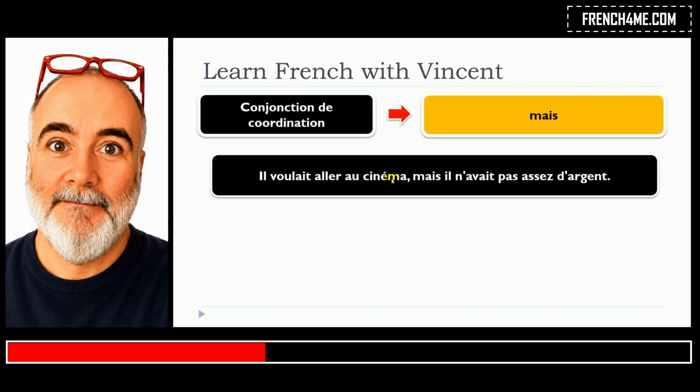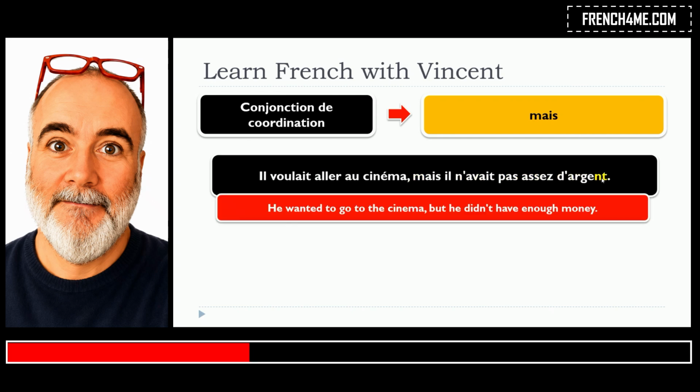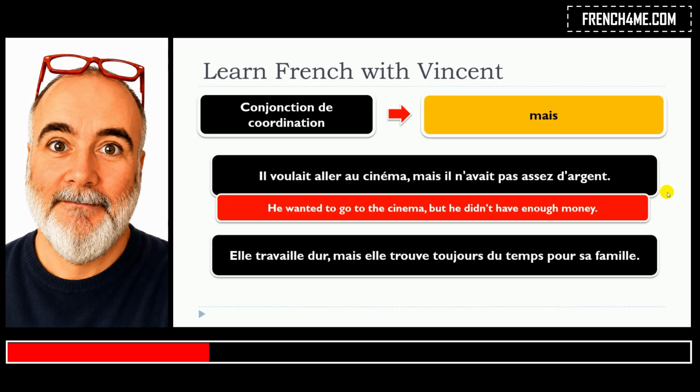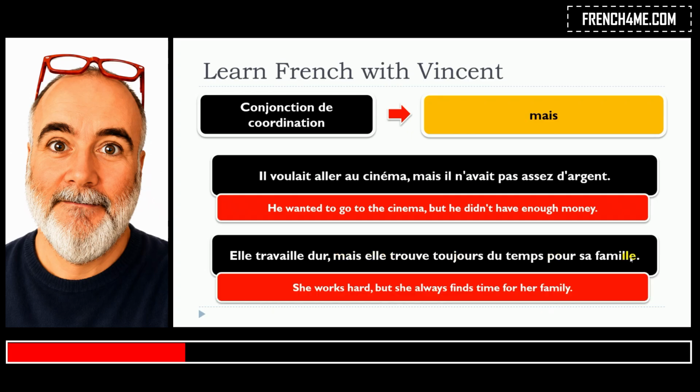Il voulait aller au cinéma, mais il n'avait pas assez d'argent. Elle travaille dur, mais elle trouve toujours du temps pour sa famille.